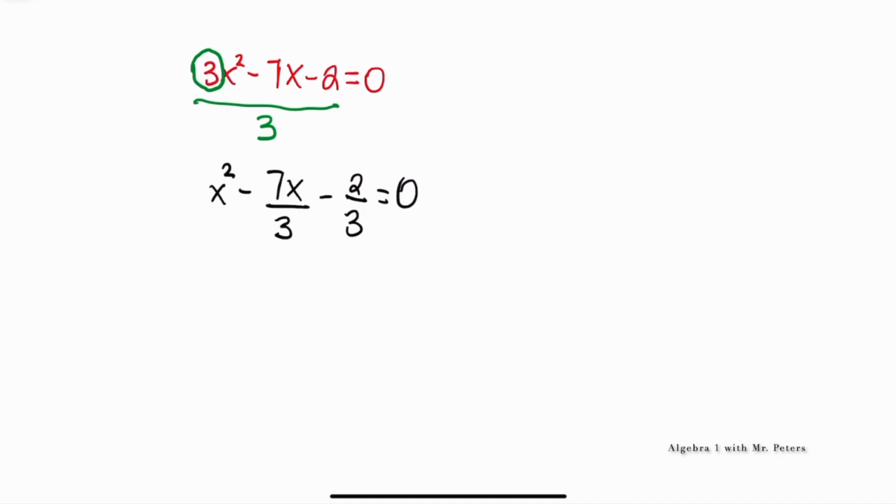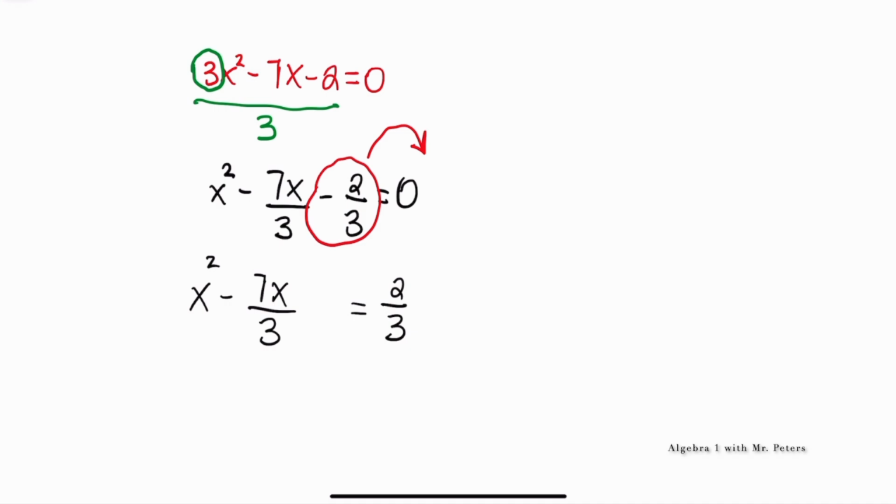Now at this step, family, we can move our c term to the other side so that we can complete the square. So we have x squared minus 7x over 3 is now equal to positive 2 over 3.